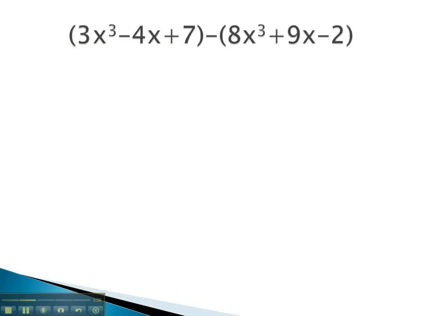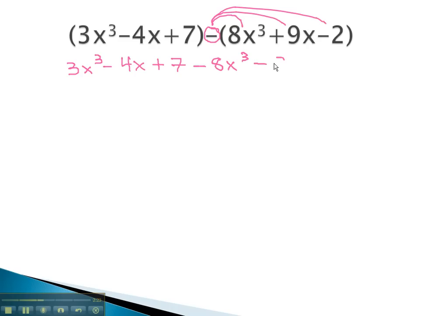In this problem, as a result of the subtraction, we must first take the extra step to grab this negative and distribute it onto each of the terms inside the parentheses. The first polynomial remaining the same is 3x cubed minus 4x plus 7. As we distribute the negative, we get negative 8x cubed minus 9x plus 2. Notice as we multiply the negative through, it changes the sign. The 8x became negative. The positive 9x became negative 9x, because a negative times a positive is a negative, and a negative times a negative is a positive.